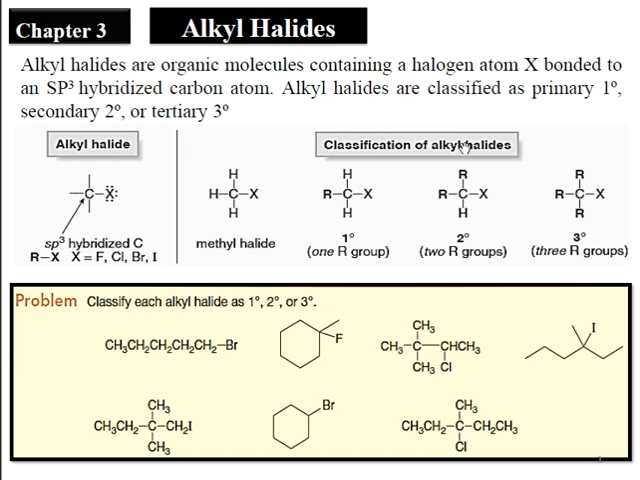Alkyl halides can be classified as methyl halide, where the halogen is bonded to a carbon with 3 hydrogens, or primary, meaning the halogen is bonded to a primary carbon, or secondary halide, meaning the halogen is bonded to a secondary carbon, and tertiary halide, where the halogen is bonded to a tertiary carbon. These are the four types of alkyl halide. Look at this example. This is the primary halide, this is the tertiary, this is the secondary halide, this is the tertiary halide, this is the tertiary halide, secondary halide, primary halide.